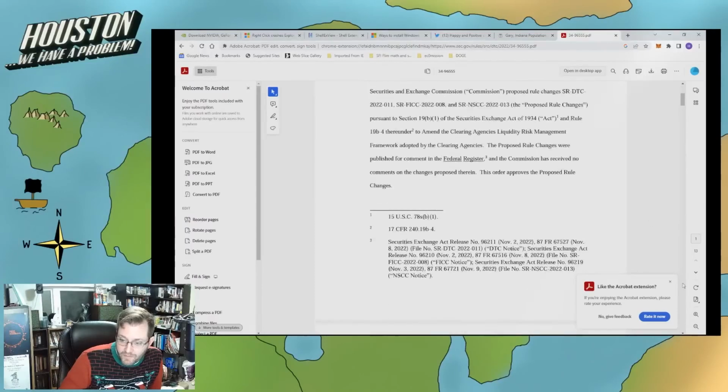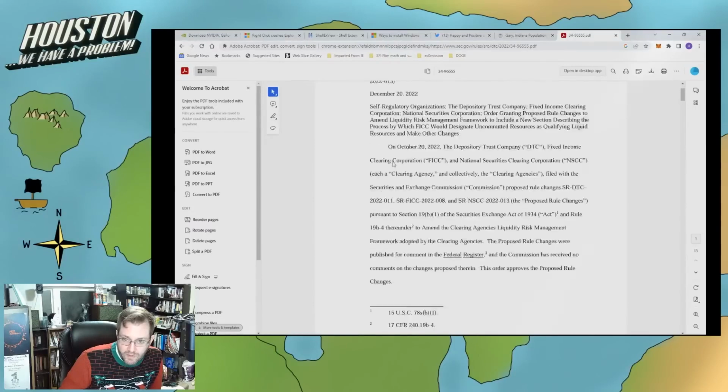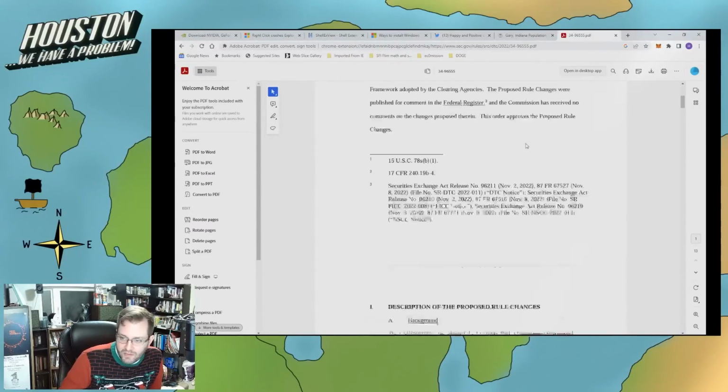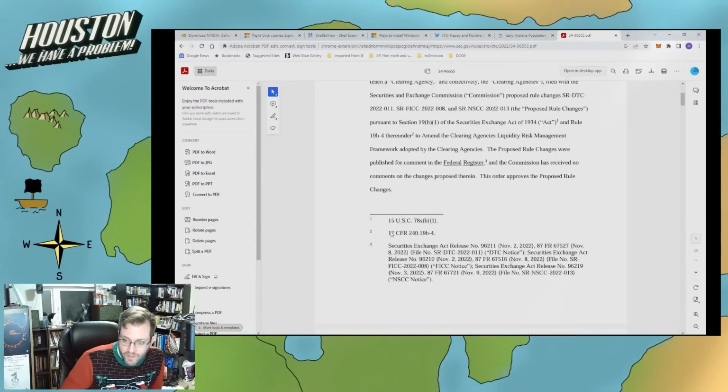How many pages are you? Where's the page numbers? Oh, it doesn't look that long. Okay. All right. So, fixed income clearing, National Securities Clearing Corporation, collectively clearing agencies, blah, blah, blah. Amend clearing agency liquidity risk management.